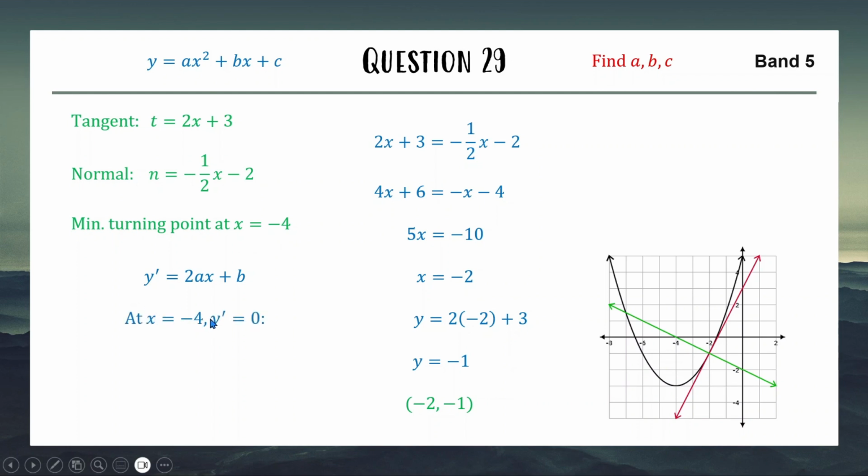So at x equals -4, the first derivative is 0. So we get 2a times -4 plus b is equal to 0. So this gets me -8a plus b is equal to 0. I'm going to label that equation 1 because we're going to figure out another equation very soon that we can solve together with it.